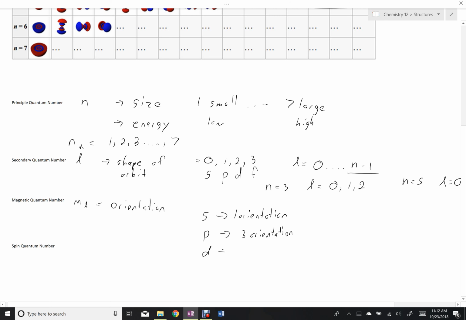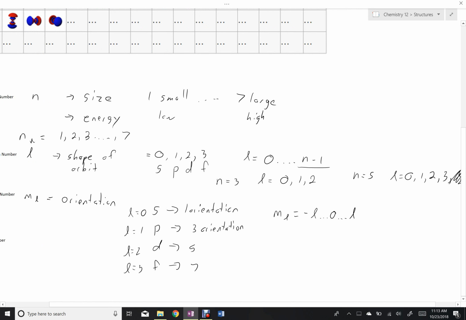For the d, we have 5. And for the f, we have 7. You can see the pattern here: 1, 3, 5, 7. And we can relate these to the l's. So this is l equals 0, l equals 1, l equals 2, l equals 3. And so trying to figure out how we can translate those into the right number of orientations, we come up with the restriction for ml, where it goes from negative l through 0 up to positive l.